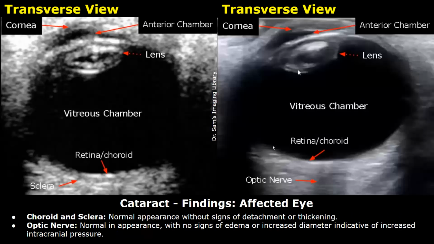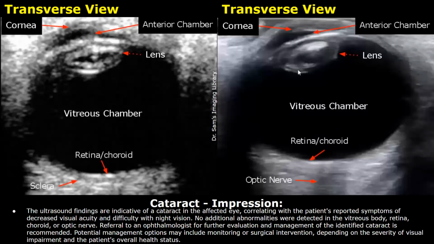Choroid and sclera, normal appearance without signs of detachment or thickening. The optic nerve is normal in appearance with no signs of edema or increased diameter indicative of increased intracranial pressure.